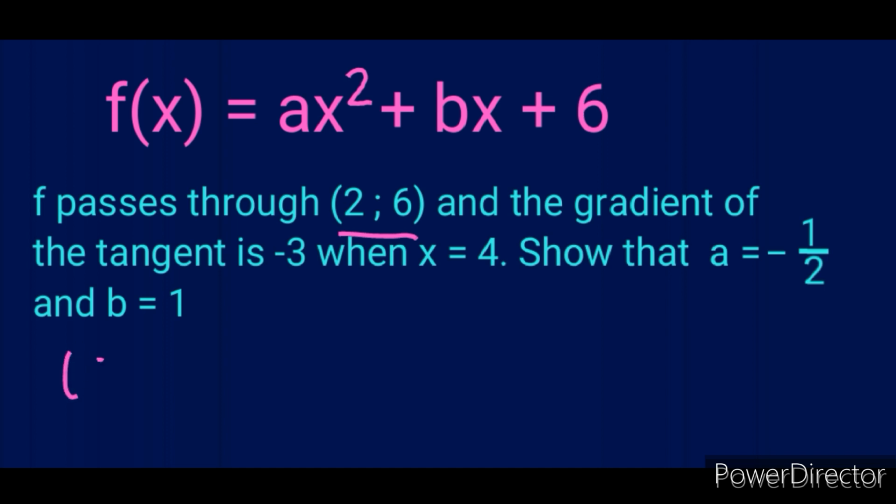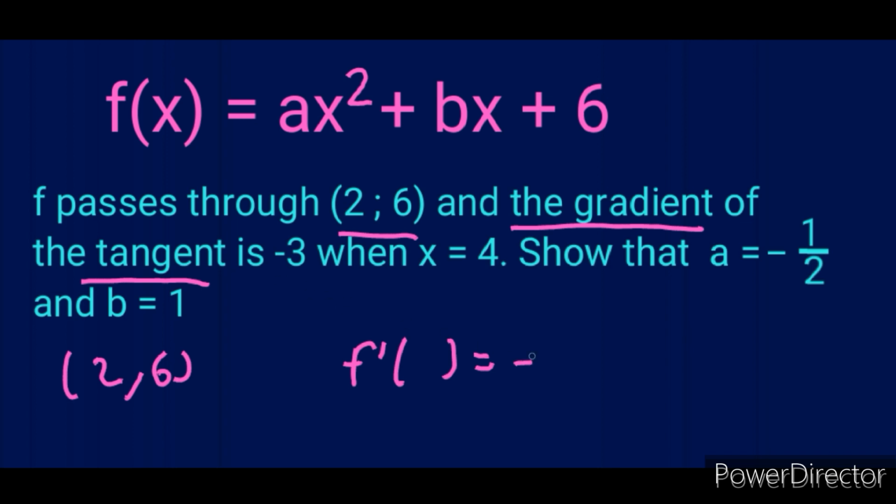So we have the information that (2, 6), and we're told that the gradient of the tangent, which is the first derivative, is -3 when x is 4. So it means that the gradient of the tangent at 4 is -3, or the gradient of the tangent when x is equal to 4 is -3. So just with these two pieces of information, we can begin to solve.